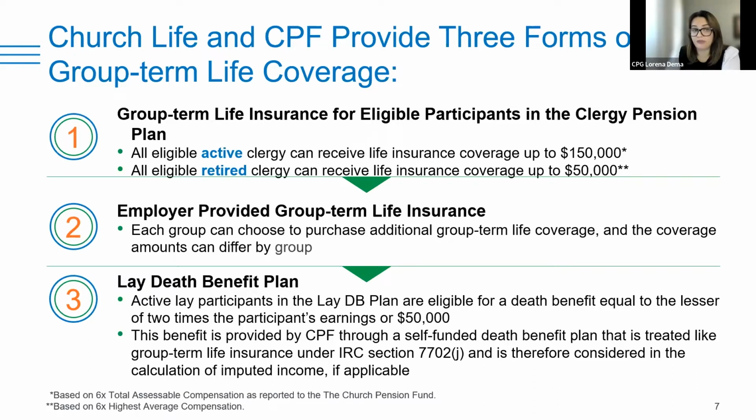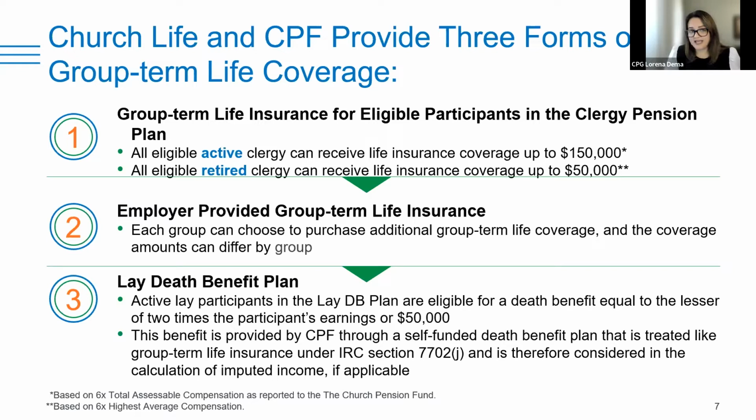All active clergy members who are eligible can receive life insurance coverage of up to $150,000. The calculation is based on their 6 times total assessable compensation for that maximum. And as well, in the clergy pension plan, all eligible retired clergy can receive life insurance coverage up to $50,000. And the way we calculate that is 6 times their highest average compensation.